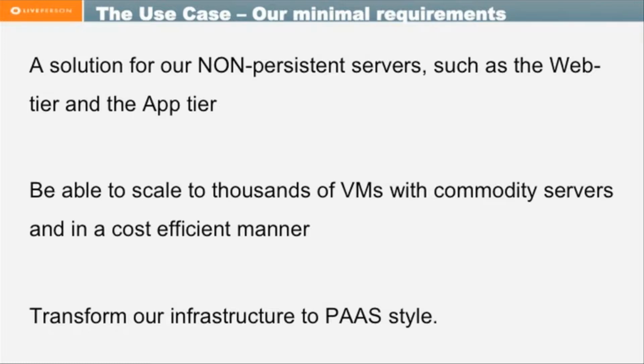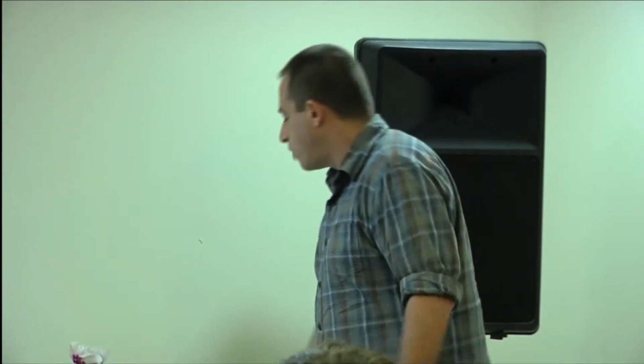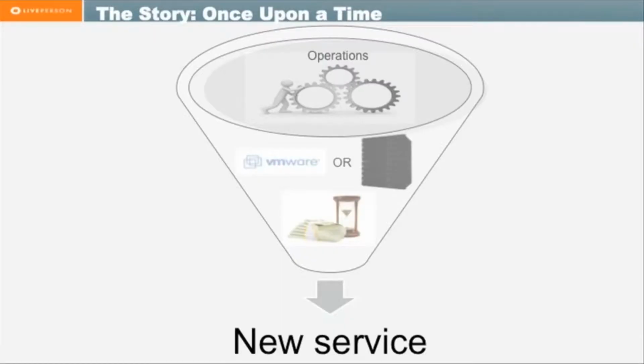So, what were our minimum requirements when we looked for a solution? Like I said before in the panel, a year and a half ago we decided that we want to go as virtualized as possible. So we started thinking about it. We wanted a solution for our non-persistent servers, such as the web tier and the app tier. We wanted to be able to scale to thousands of VMs, so it's commodity servers. We need a lot of servers in a cost-efficient manner, of course. And we wanted to transform our infrastructure into a platform as a service style, which I'm going to show you later on how we did as well.